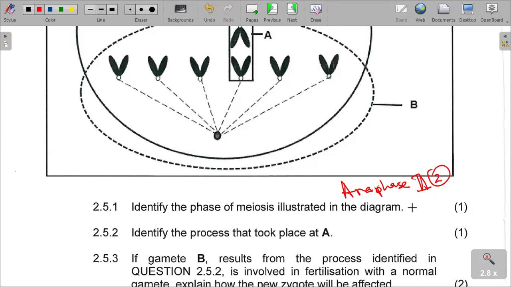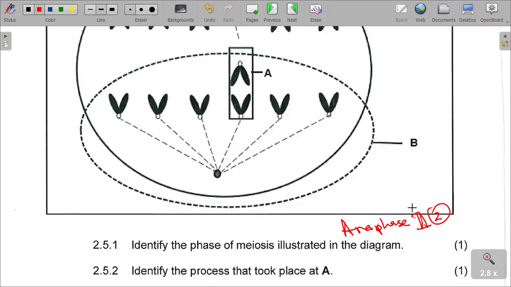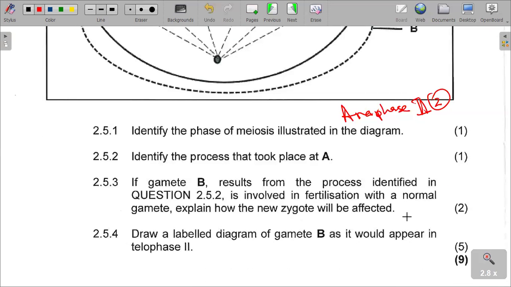Identify the process that takes place at A. What is the process that takes place at A? You can see those are two chromosomes that are together there. They did not separate. So what is the process where two chromosomes fail to separate? This is called non-separation of chromosomes, or as it is most commonly known, non-disjunction.